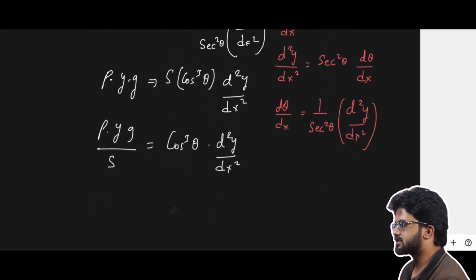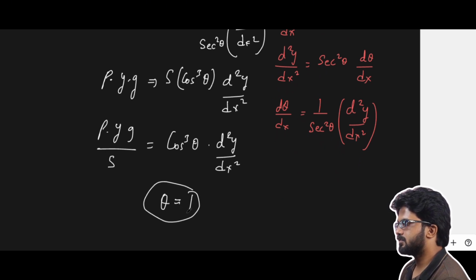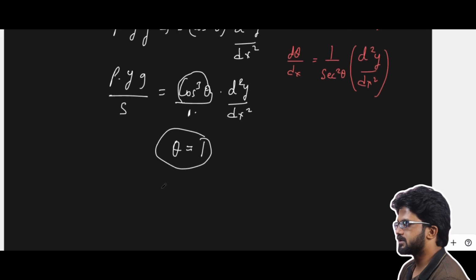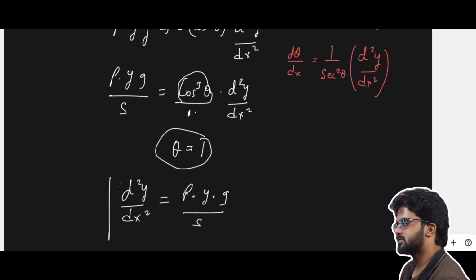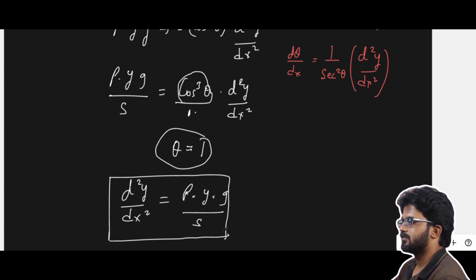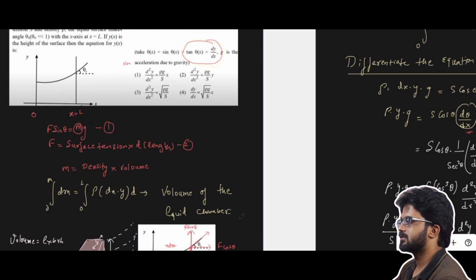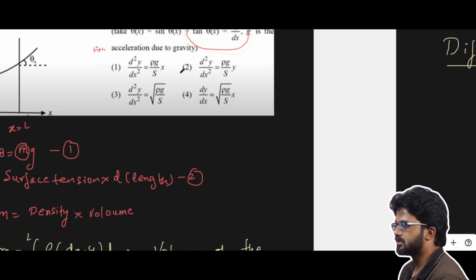But we know that this theta is very small, nearly equal to 0, and cos of 0 is equal to 1. So a very small theta would make this entire cos cube theta a unitary value. So this is nothing but d square y by dx square is equal to rho times y times g by S, which is what we wanted to find out. And if you see the options, this is the second option that we have computed.